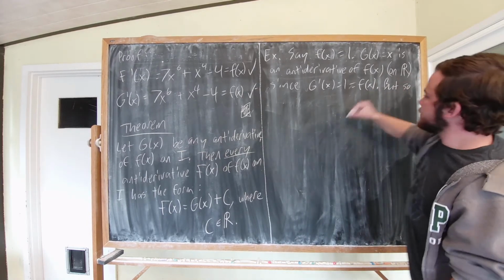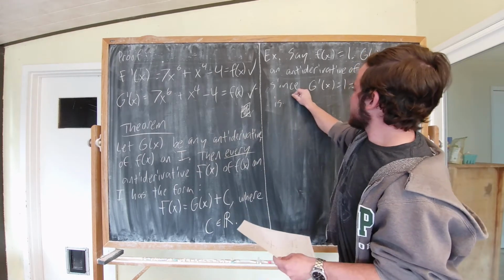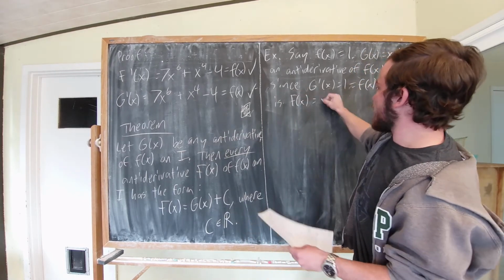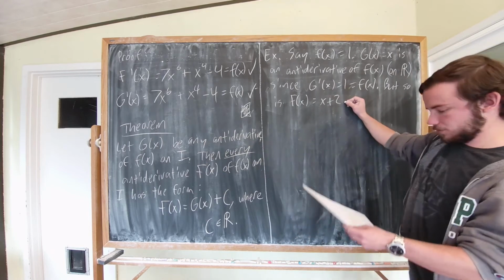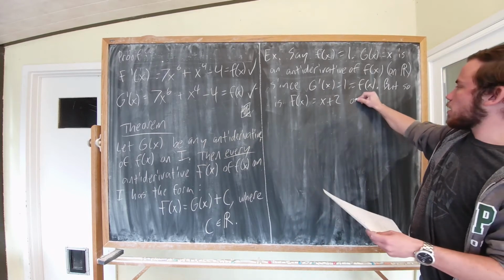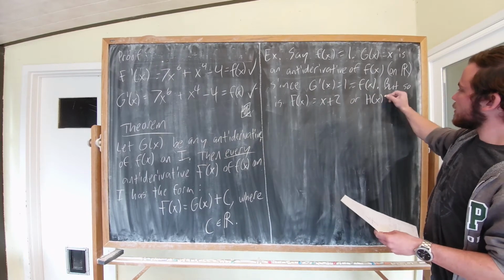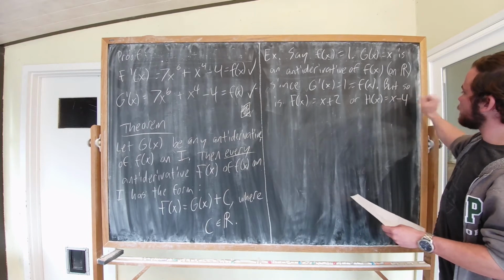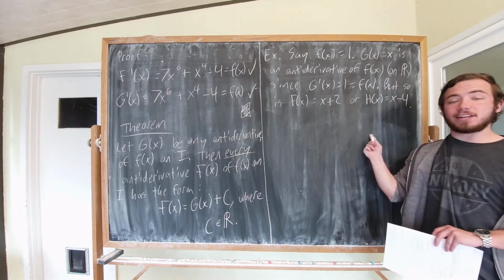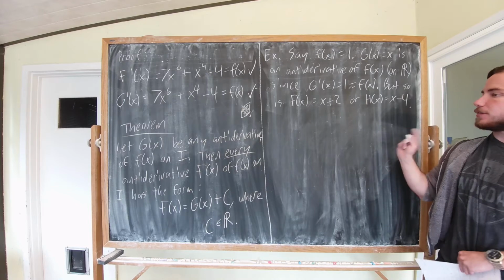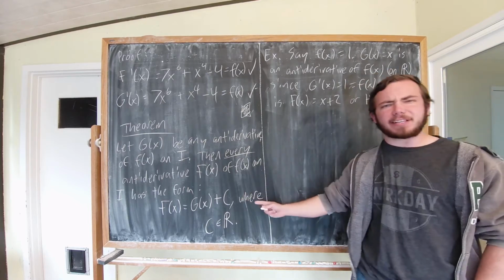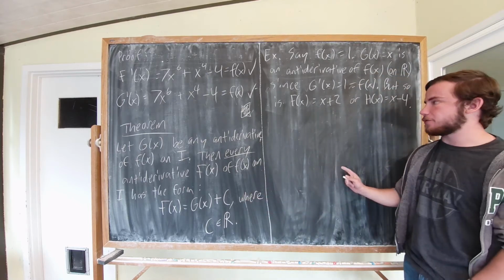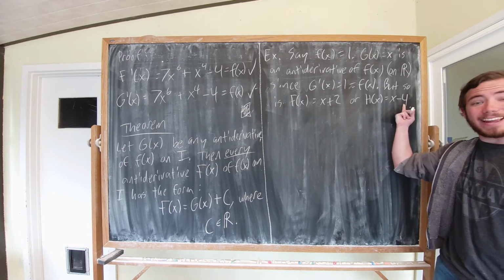But so is capital F of x equal to x plus 2, or capital H of x equal to x minus 4. These are also antiderivatives of the function. In fact, any plus c is an antiderivative, right? This is just plus negative 4.